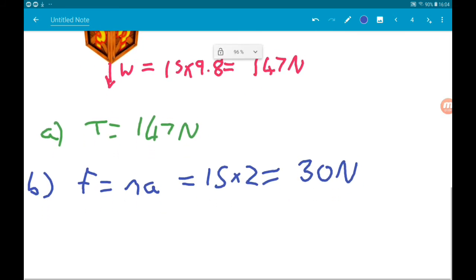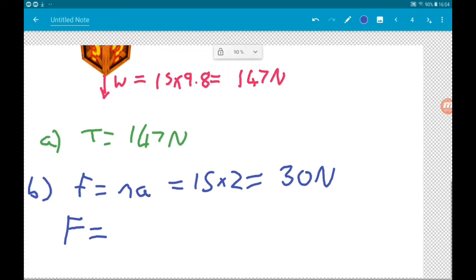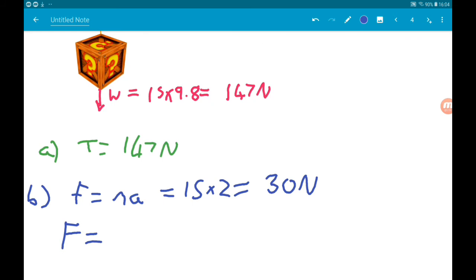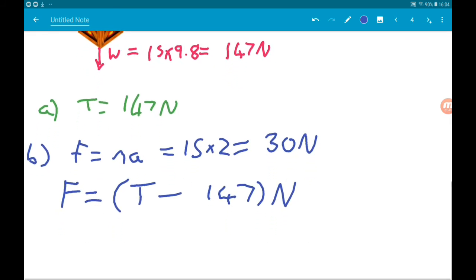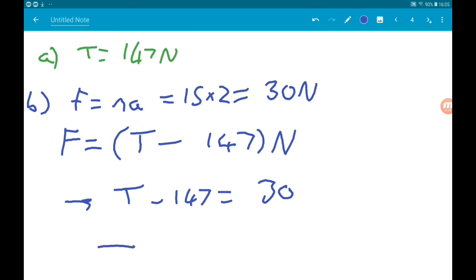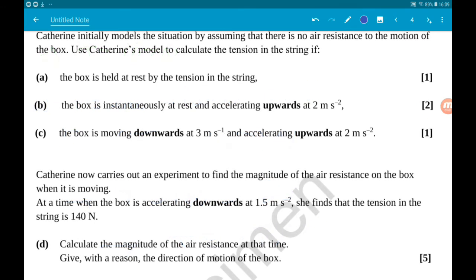Now we can say that that same force is, well, we know the box is moving upwards, so tension is winning, so the force is also tension minus the weight, so minus 147 newtons. So that tells us then that tension minus 147 is equal to 30. Therefore, tension is 177 newtons.